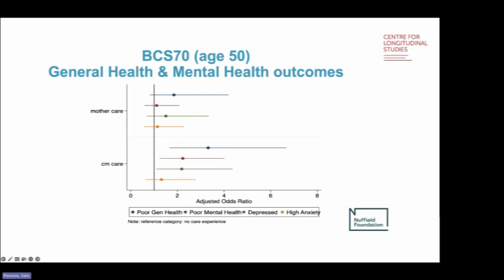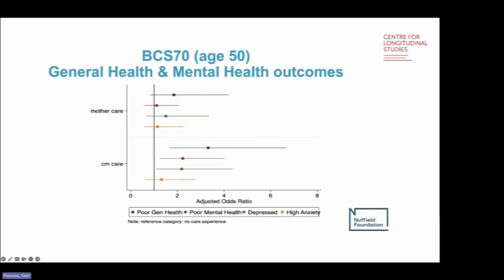Turning to BCS70 at age 50, here we do see evidence of resilience amongst those whose mother had care experience. So this analysis was looking at health outcomes amongst 50-year-olds during the pandemic and how this varied by out-of-home care experience, both maternal and their own direct experience of being in care as children.